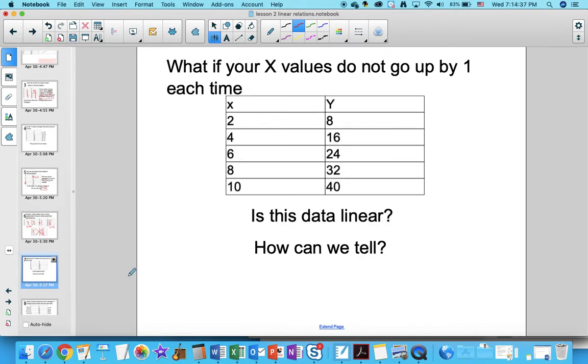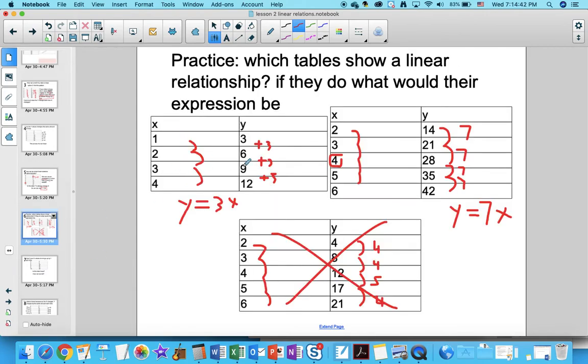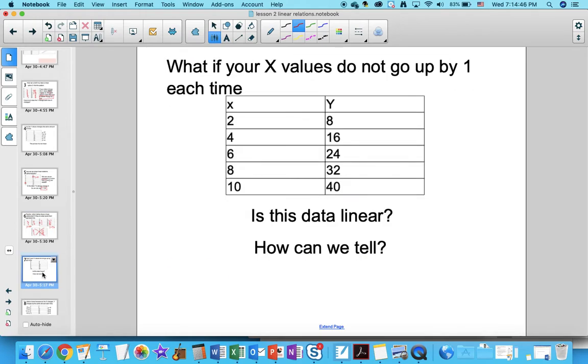So what if your x values didn't go up by 1? Every other time I showed you it went up by 1. In this case, it didn't work, but it went up by 1. What if your x values are not going up by 1? Is the data linear? Take a look at this chart, pause the video and try and estimate or determine whether or not this data table is linear.